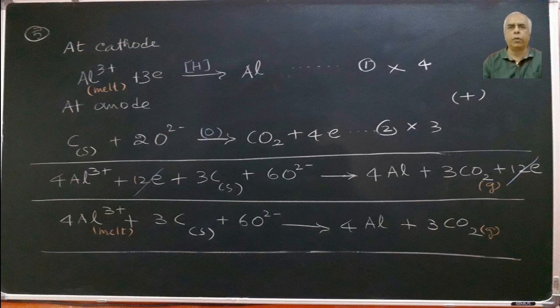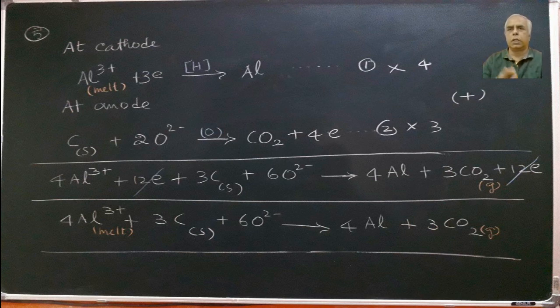Do you understand? Now we need to remove the electrons, because 12 electrons on LHS and 12 electrons on the RHS, so that can be striped out, that is removed. Now the remaining is 4 aluminium 3 plus as the melt part, then plus 3 carbon plus 6 O2-, that gives 4 aluminium and 3 moles of carbon dioxide. So that is evolved as gas. Now you are able to get the aluminium. You understand? So this is the way we get the pure aluminium by this method of electrochemical metallurgy. So do you understand?